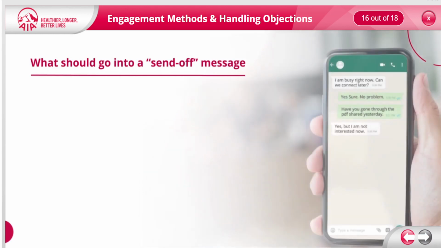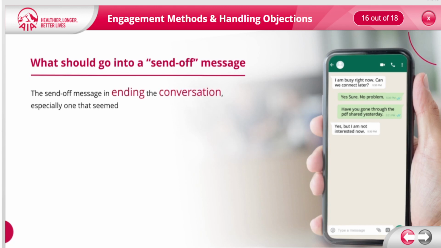In this section, let's review what you should include in a send-off message. The send-off message is very important in ending the conversation, especially one that seemed potentially negative. You never want to leave someone feeling upset or angry or with any reason to tell their friends about you or rant about you on social media. Word of mouth? It matters.